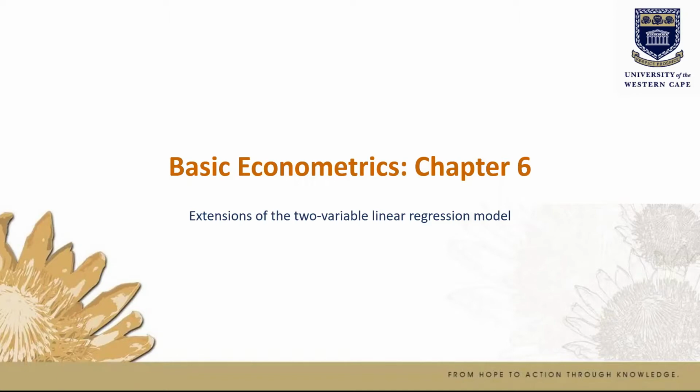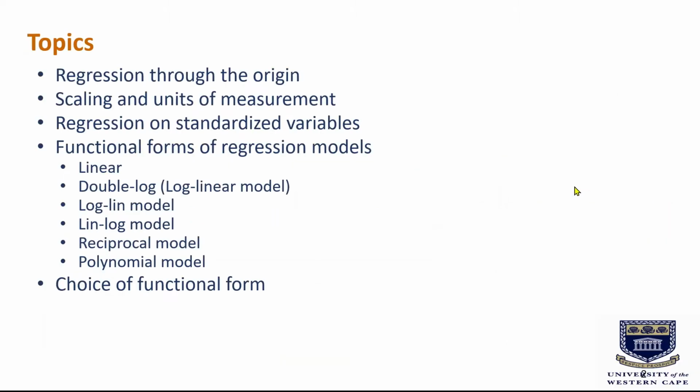So in this chapter, we'll be looking at some different specifications like regression through the origin, as well as log-log, what we call log-log or log-linear models, etc. And some models that are not necessarily linear in variables. Then we'll also look at scaling of regression coefficients. And lastly, there's a word about the choice of functional form towards the end.